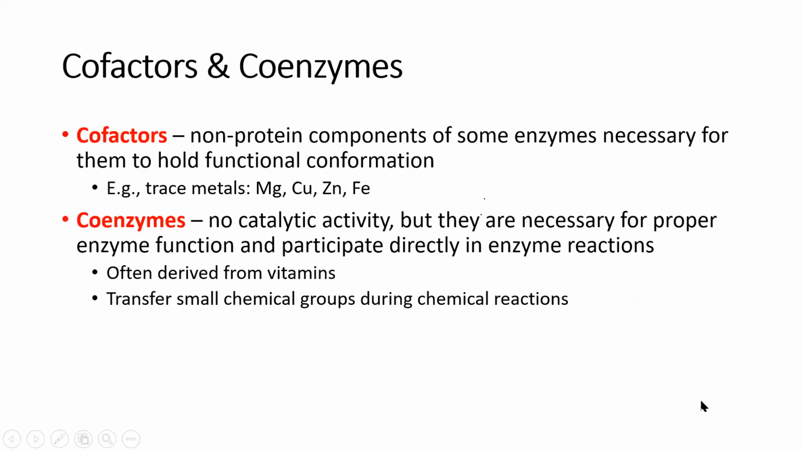All right, let's talk about some of the other players involved in enzymatic reactions. So we have two types of components that can bind to an enzyme. We've got cofactors. Cofactors are pretty much directly involved in the enzymatic reaction. They're non-protein components. They can be trace metals, so things like magnesium, copper, zinc, iron, and they basically help the enzyme to hold its function or hold its conformation. So they're directly involved in the catalytic reaction of the enzyme. They also help to stabilize the enzyme substrate complex as well.